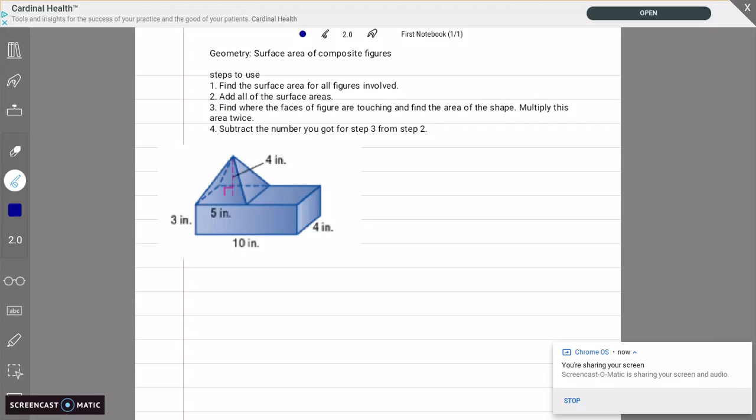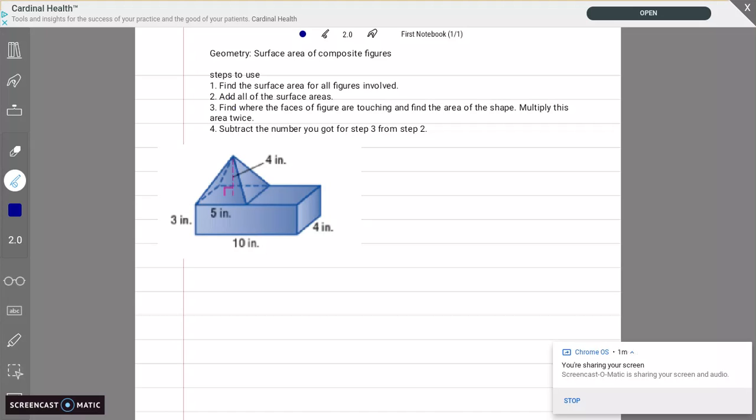So when you're considering how much wrapping paper you're going to need, you don't need to consider the two sides that are touching, because you don't need to wrap them. That's how I like to envision surface area of composite figures. So let's break this down into the 4 steps I have listed.